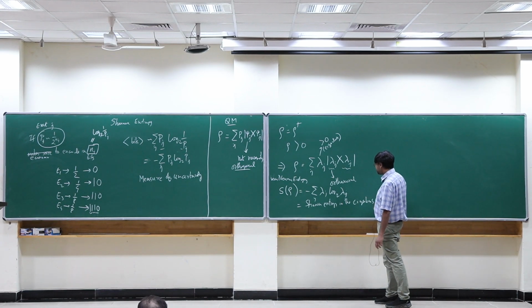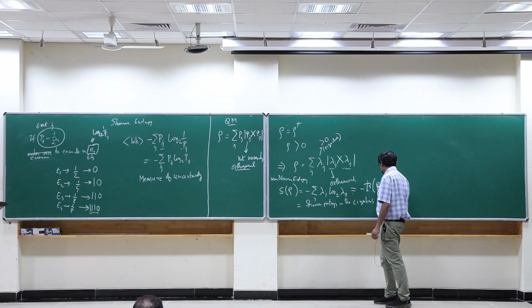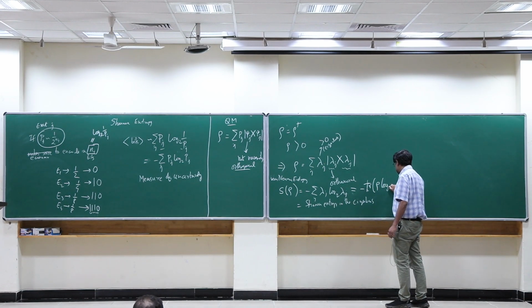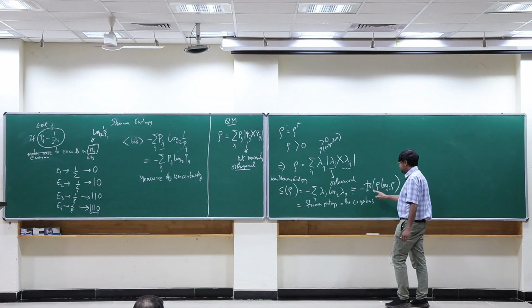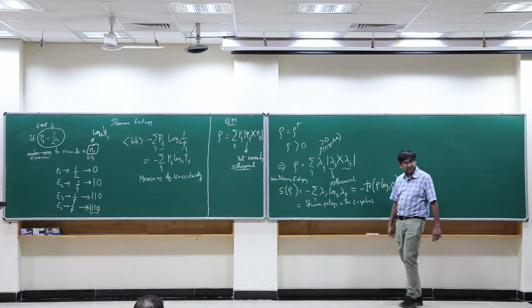Of course, the more familiar form is written as minus trace of rho log to the base 2 rho. In the eigenbasis, that's exactly the same thing.